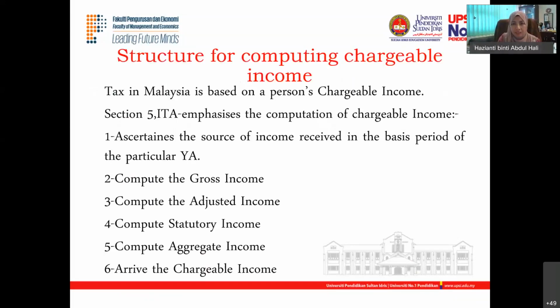So this is the structure of computing chargeable income. So as we all know, the taxation in Malaysia is based on a person's chargeable income, not your gross income. Gross income unfair lah. Gross income tak ada tolak adjustment apa-apa kan. So you will be taxed on your chargeable income, which means already deducted all the expenses, already deducted all the personal relief and also rebate. So dapatlah chargeable income. And the computation of the chargeable income depends on the type of income received by individual.